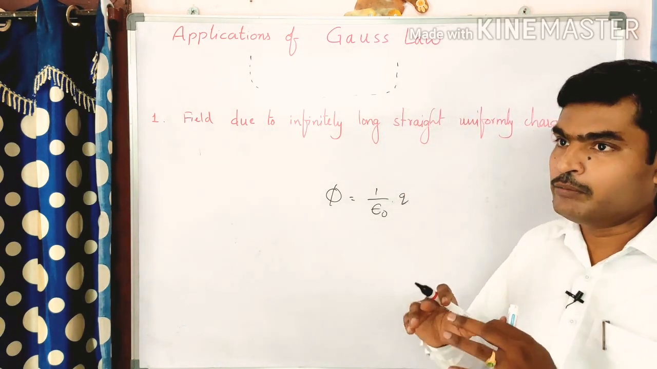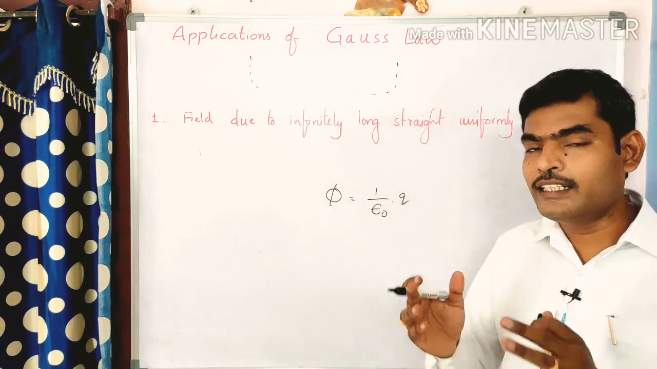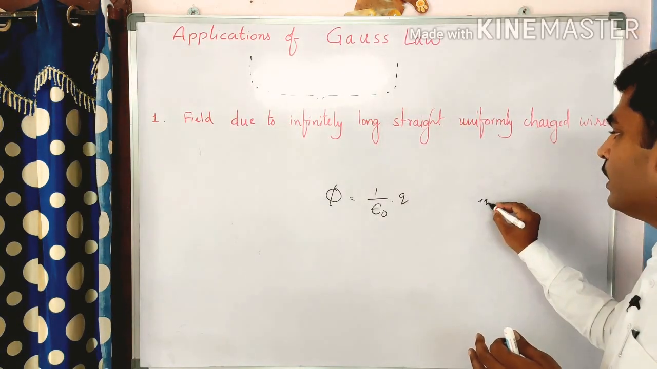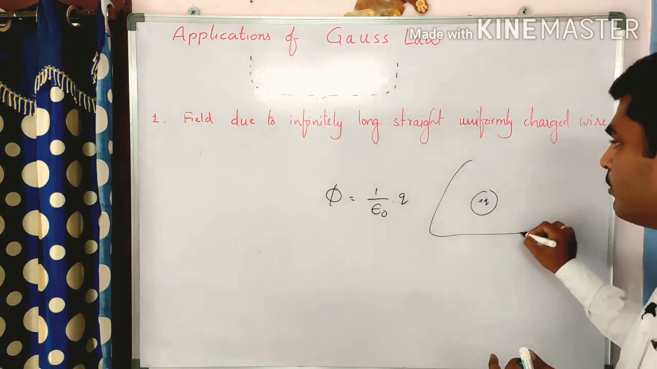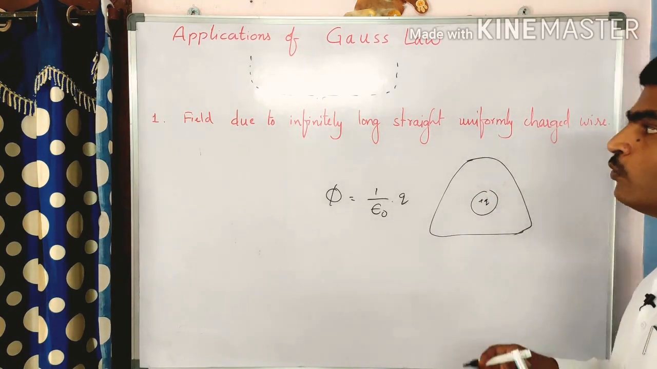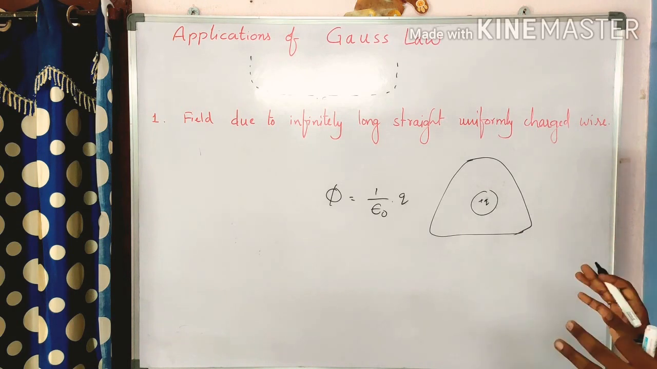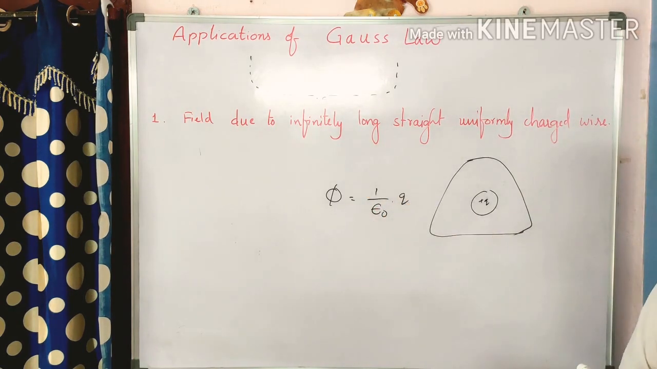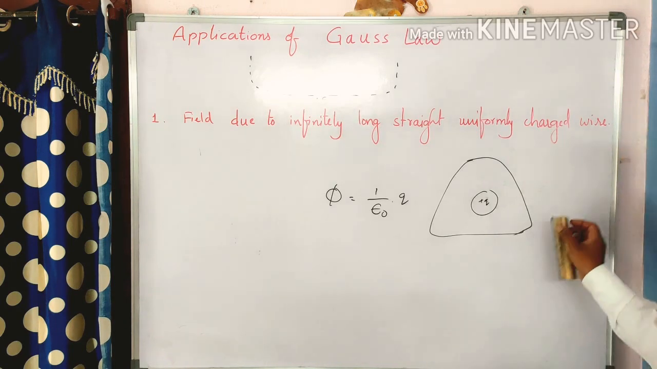The surface may be of any shape and any size, and it is a hypothetical surface. You place a charge, and around the charge you imagine a closed, three-dimensional surface. Whatever the flux present, that electric flux Φ is equal to 1 by epsilon naught times q. This is Gauss law.